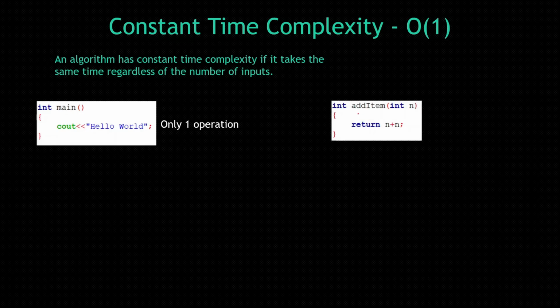Here is another example. This program will return the sum of n plus n. No matter what the value of n is, this program will need only one operation. So here n is constant. So the time complexity of this program is O of 1. What if this program returned n plus n plus n plus n? Still it requires only one operation, so O of 1.